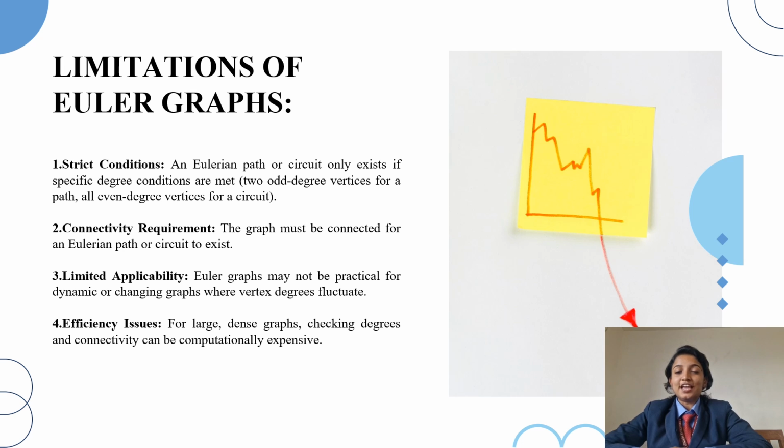Despite their usefulness, Eulerian graphs come with limitations. They require strict conditions such as all vertices must have an even degree for a circuit to exist and the graph must be connected. In dynamic or changing networks, Eulerian paths may not always be practical. Additionally, for very large graphs, checking degrees and connectivity can be computationally expensive. But despite all these challenges, Euler graphs remain a fundamental tool in mathematics and optimization.